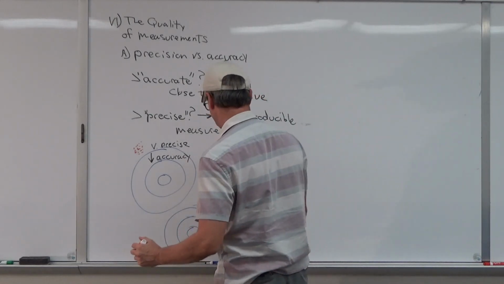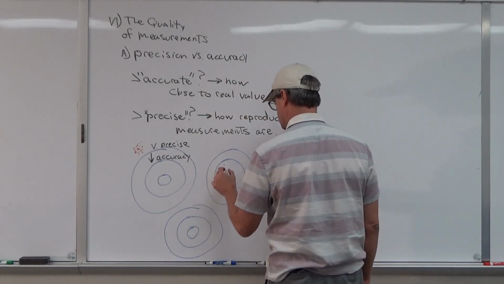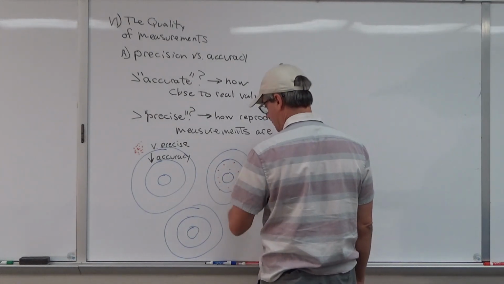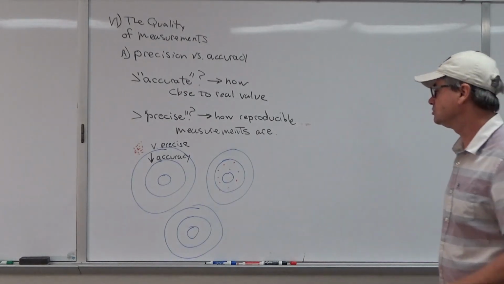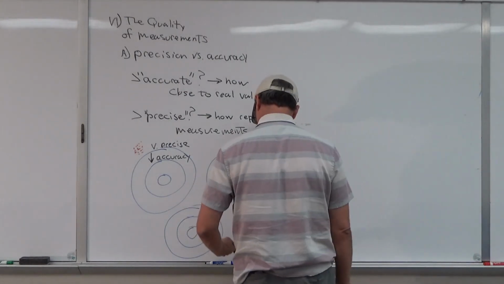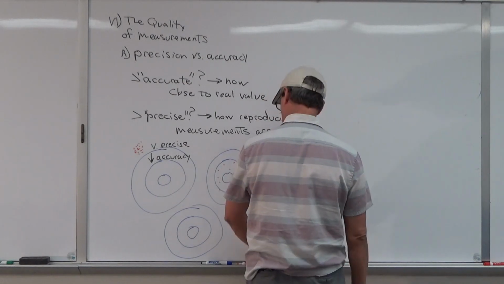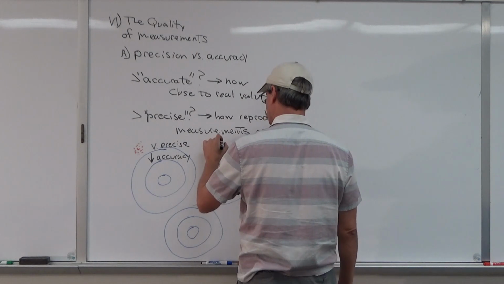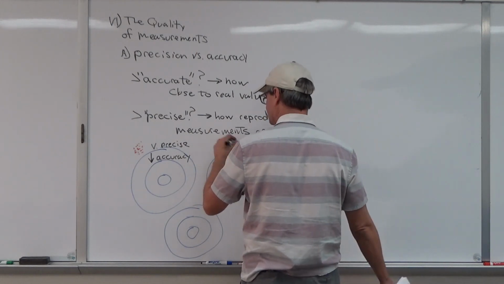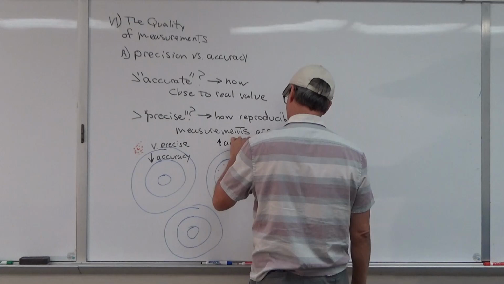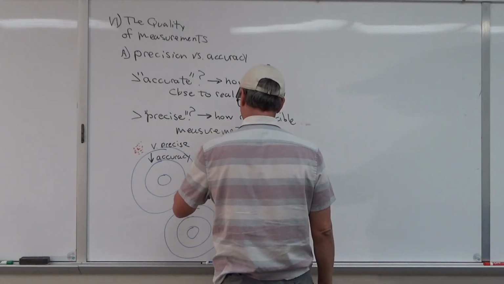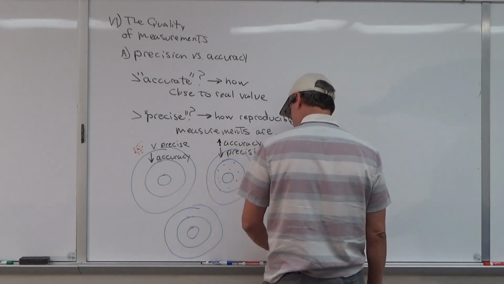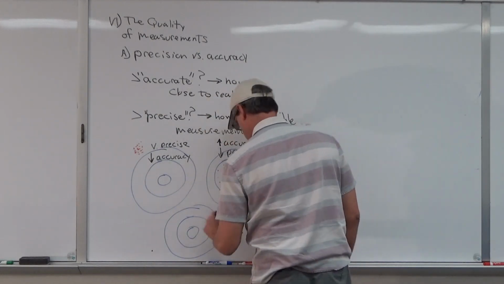You could have something like this. There, you're actually closer to the real value, but your reproducibility is a little bit lower. I'm using arrows all of a sudden, sorry about that. High accuracy, relatively speaking, but low precision. And then you could be all over the place.